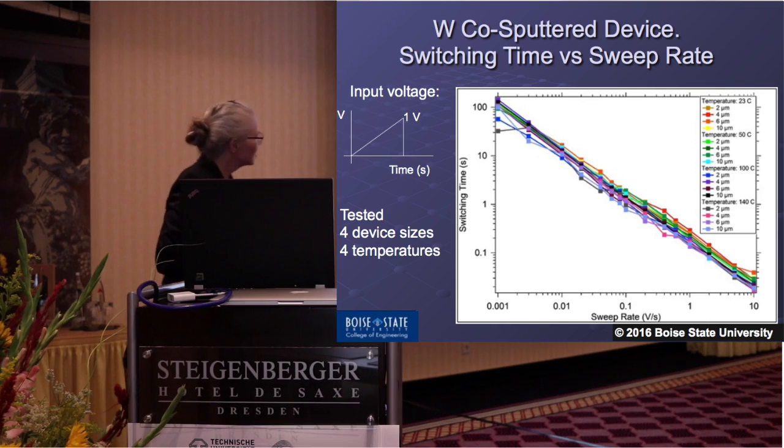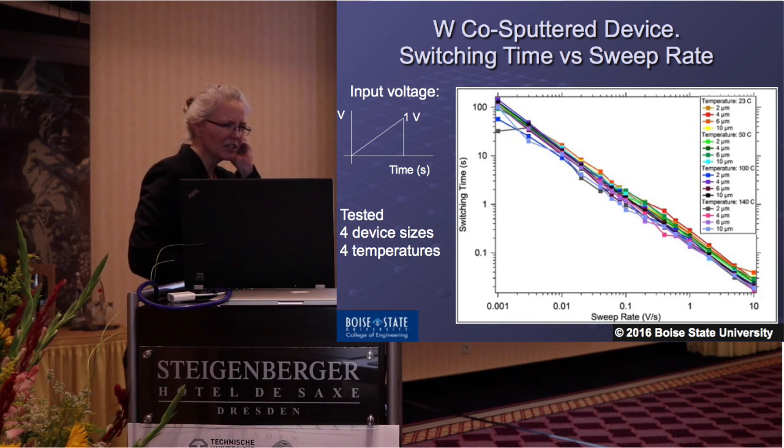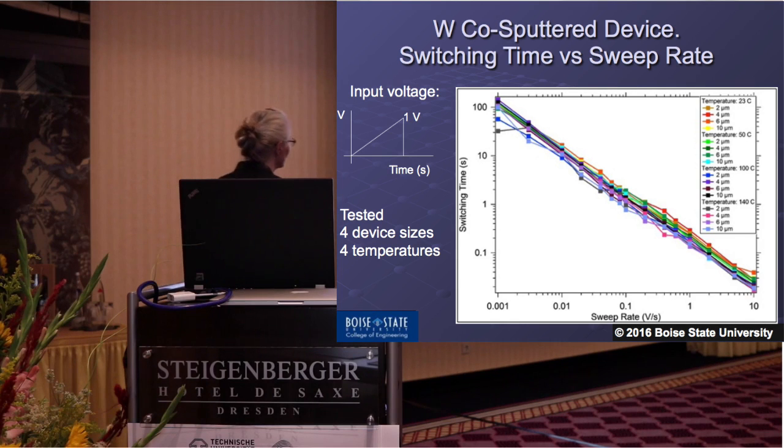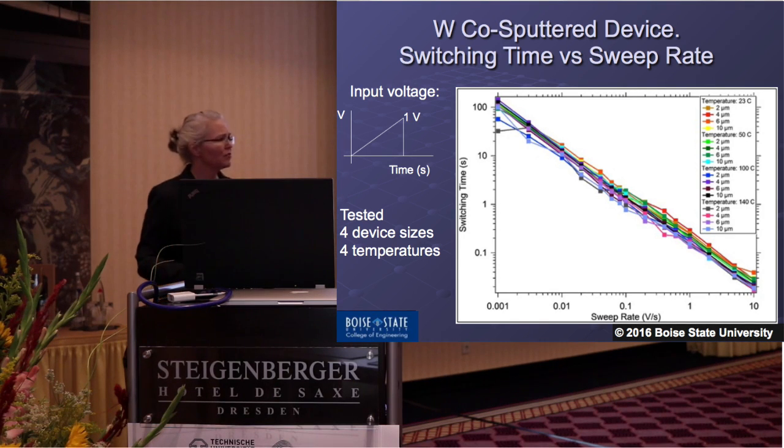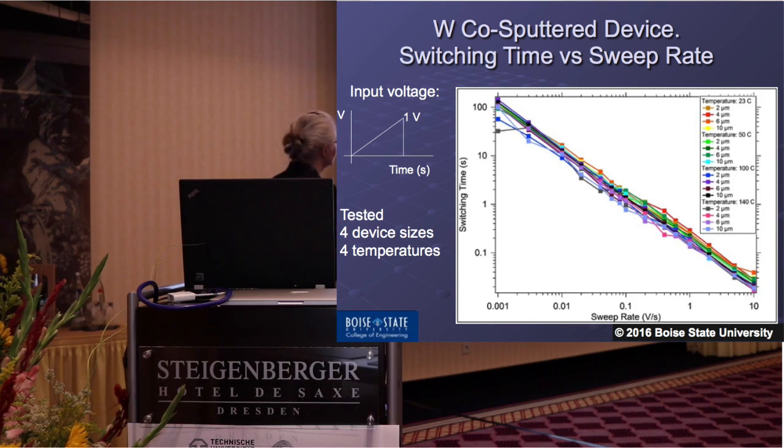And then just a quick discussion. We started to look at the sweep rate and switching time effects on switching voltage. And we looked at temperature, so 23, 50, 100, and 140, at 4 different device sizes. These are all really large devices, but we still should see some effects. And we didn't see any effects due to device size, but we did see some small thermal effects. As you'd expect, the threshold voltage decreases.